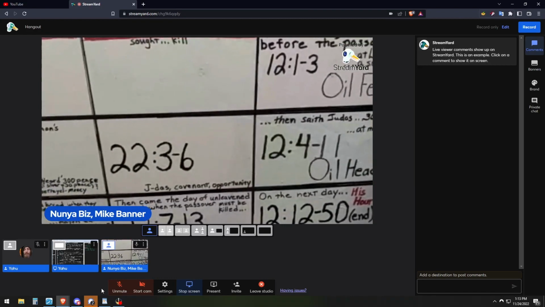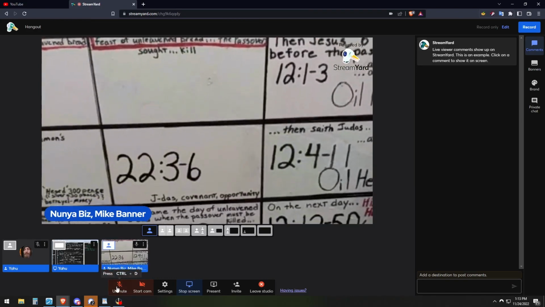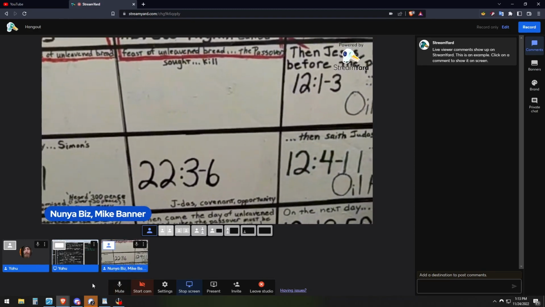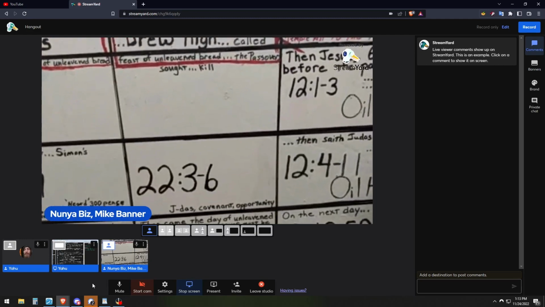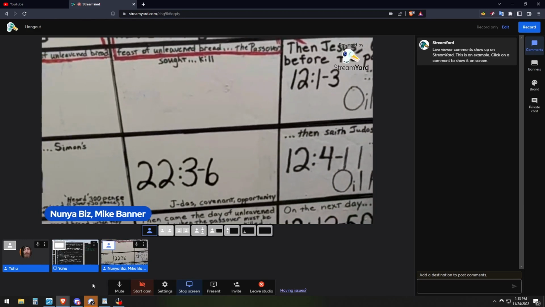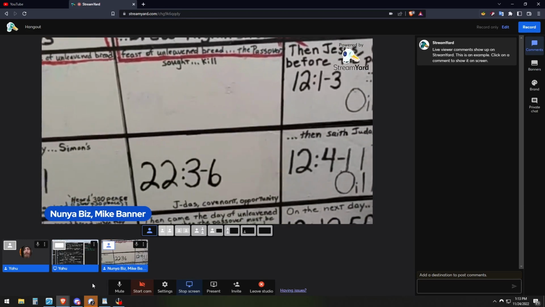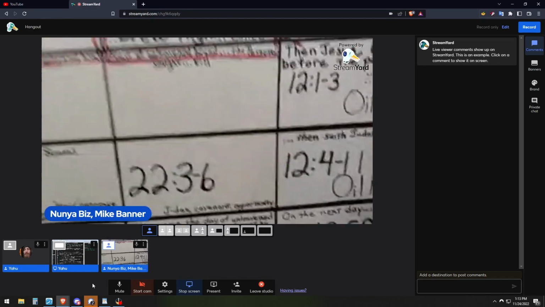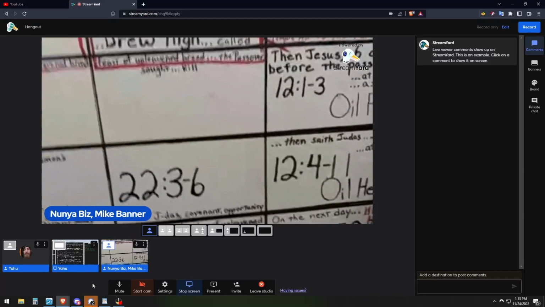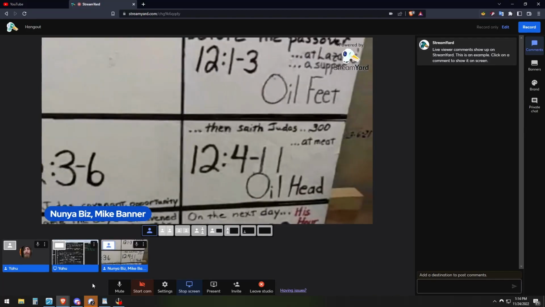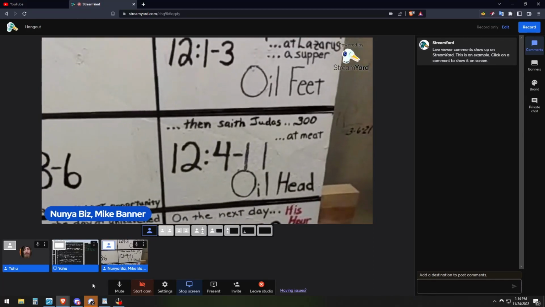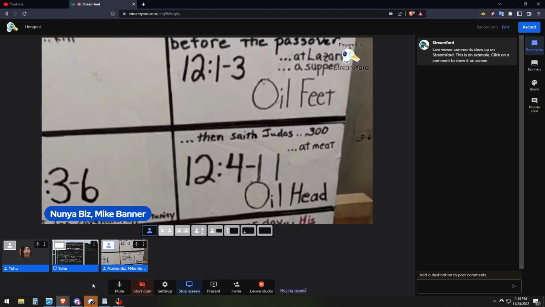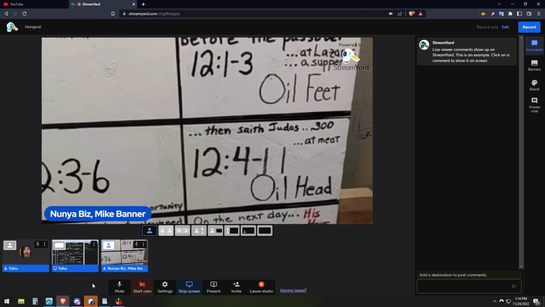Verse 3. But Lazarus was one of them that sat at the table with him. Then took Mary a pound of ointment of spikenard, very costly, and anointed the feet of Jesus, and wiped his feet with her hair. And the house was filled with the odor of the ointment. Thank goodness, the house was filled with the odor of the ointment. So anyway, that's why I have that separated. Verse 4 starts out, then saith one of his disciples.